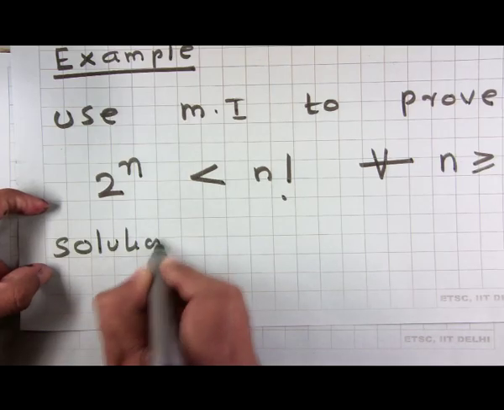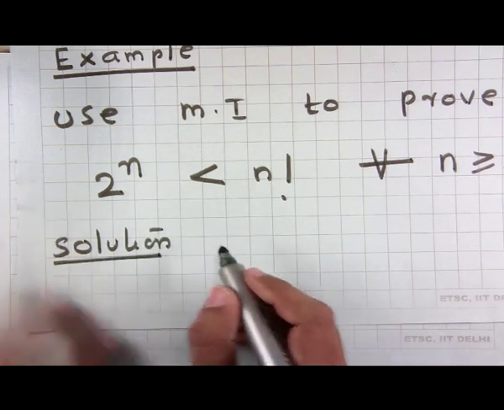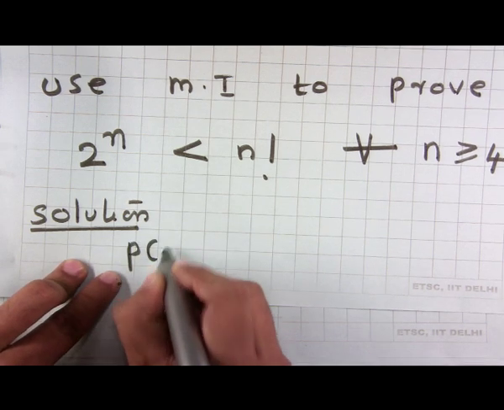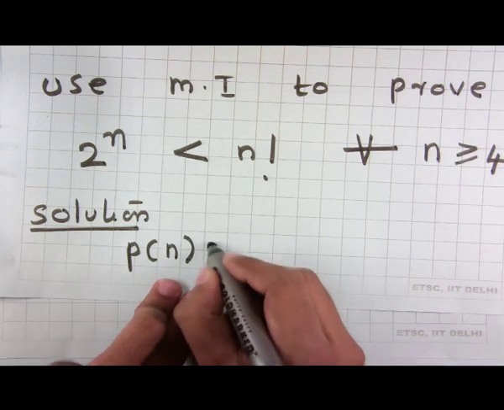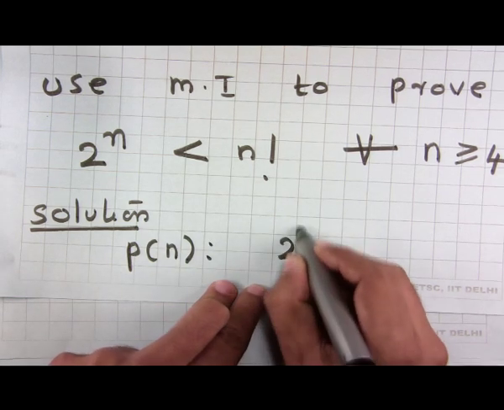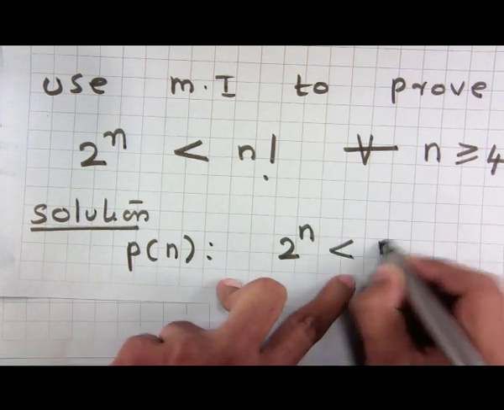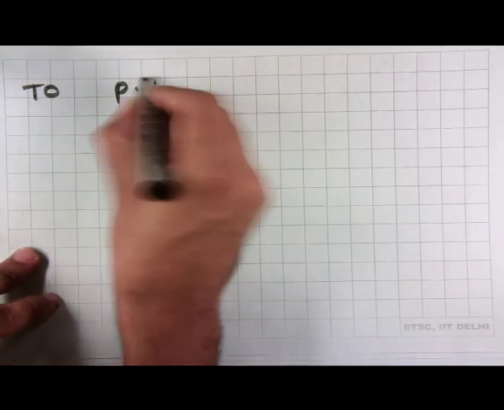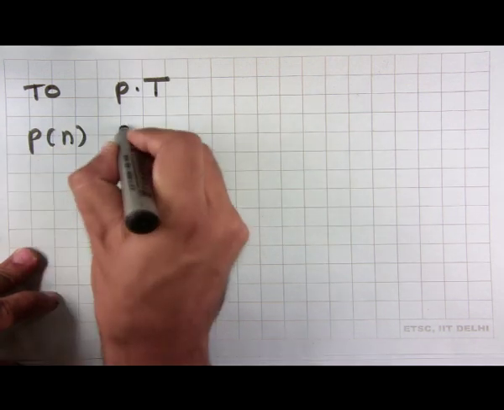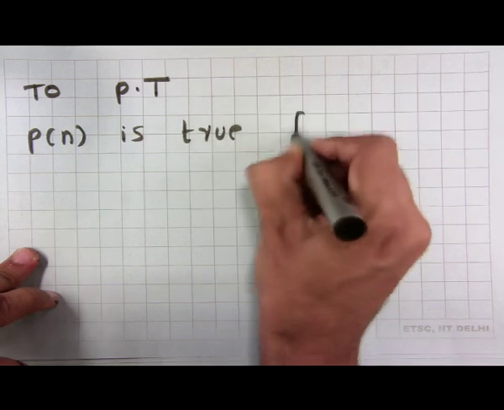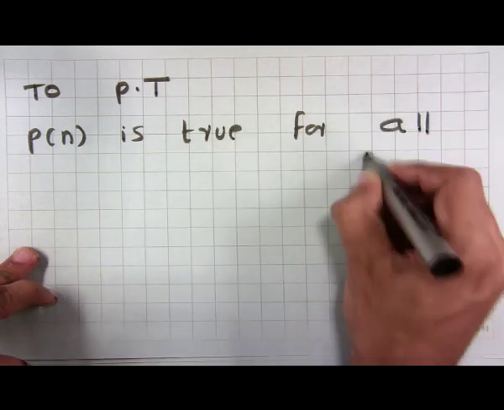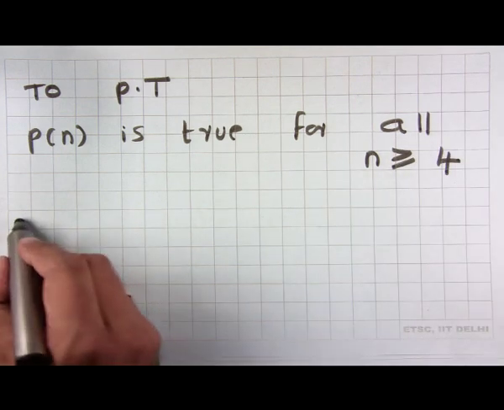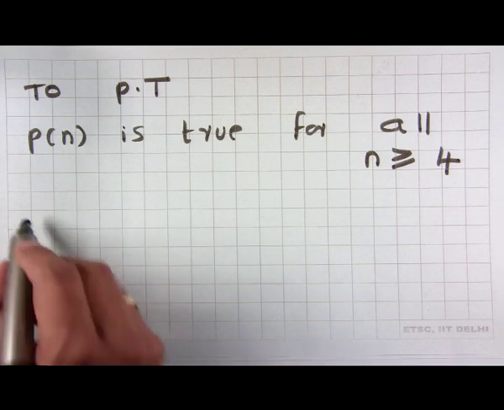Solution. The assertion that we want to prove should be called P of n. Let me call P of n the statement 2 power n less than n factorial. To prove that P of n is true for all n greater than or equal to 4, let us invoke mathematical induction.